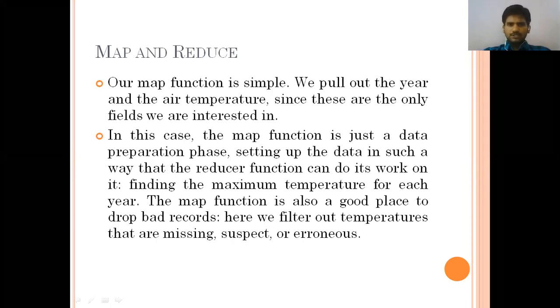So our mapper function is simple. We pull out the year and the air temperature, since these are the only fields we are interested in. So why are we specifying this? Our job is that we have a large amount of data, a data set. In the data set, the programmer has to know the year-wise temperature. In a particular year, what is the temperature?